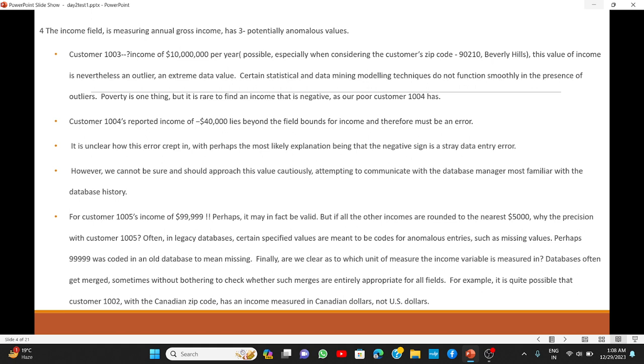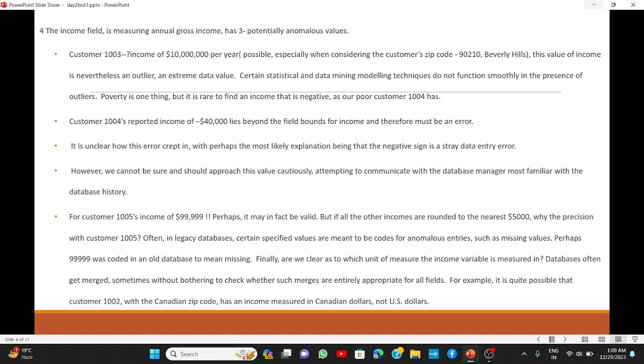Customer 1005's income is $99,999. Perhaps it may in fact be valid. But if all the other incomes are rounded to the nearest $5,000, why the precision with customer 1005? Often in a legacy database, certain specified values are meant to be codes for anomalous entries, such as missing values. Perhaps 99999 was coded in an old database to mean missing. Finally, are we clear as to which unit of measure the income variable is measured in?